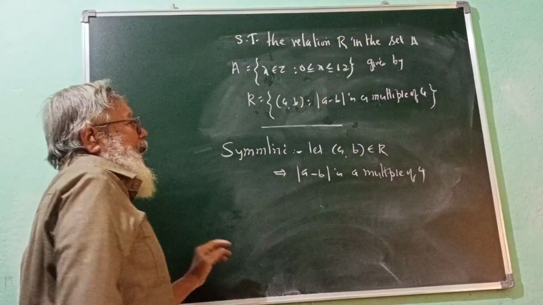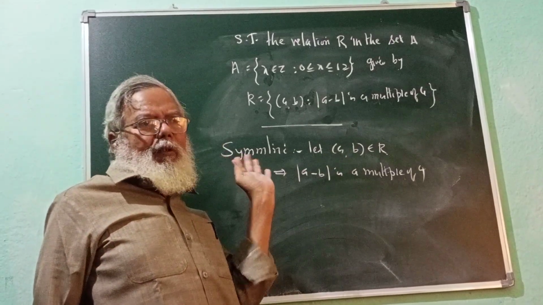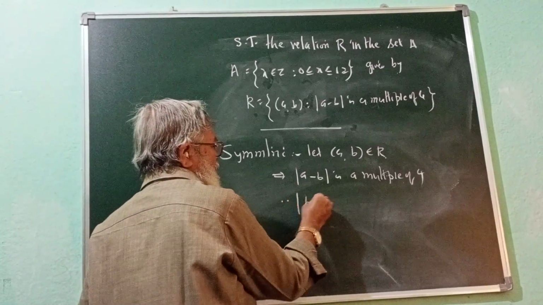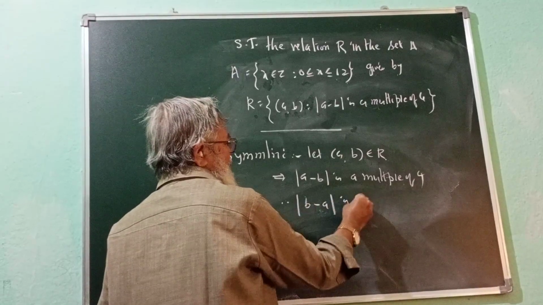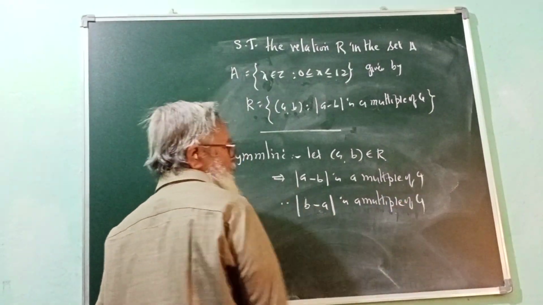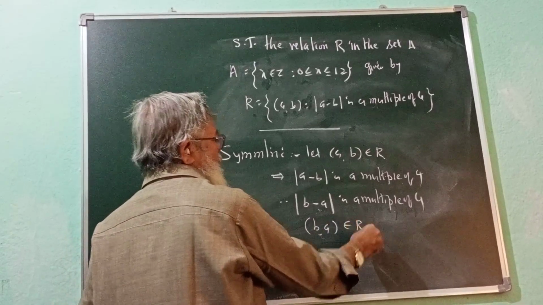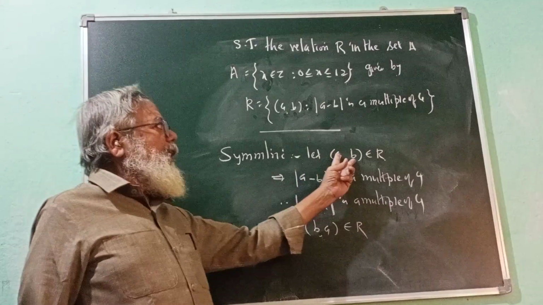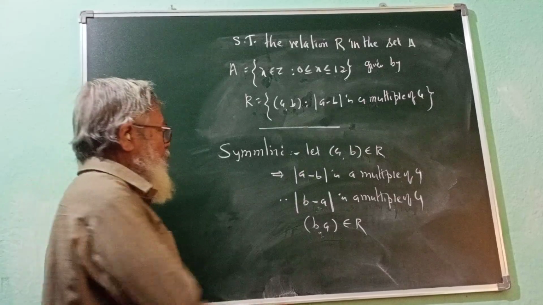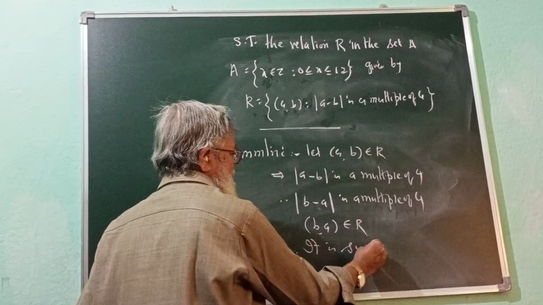You see here, when a number is a multiple of 4, then its negative number also will be a multiple of 4 by the property of the numbers. We can write, it means that mod of B minus C is a multiple of 4. What is the meaning of this? It means BA belongs to R. We have supposed AB belongs to R and we have proved that BA belongs to R. Therefore, it is symmetric.